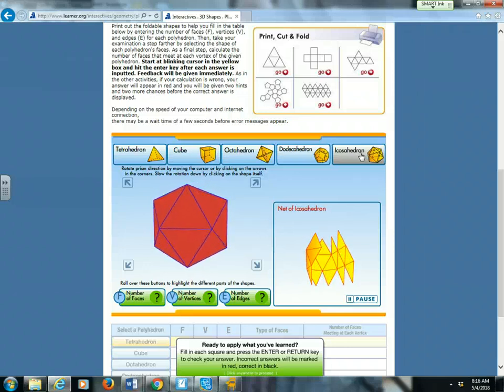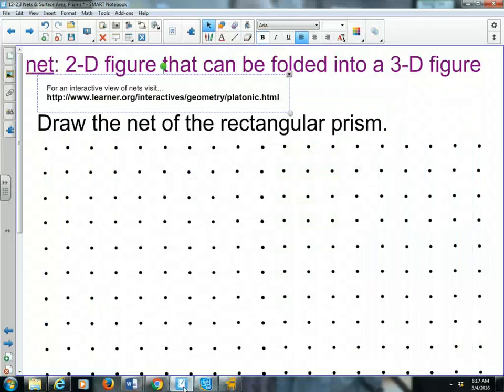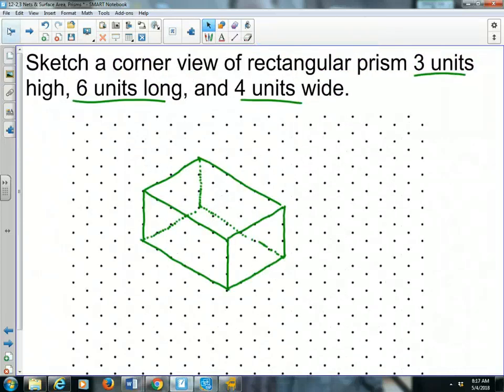And it's going to look like a net like that. Now it's 2-dimensional. Okay? So that's what a net is. A net is a figure that can be folded into a 3-dimensional figure. So now what we're going to do is draw the net of the rectangular prism that we drew earlier on this page.